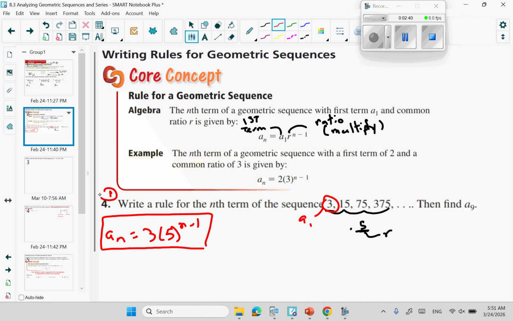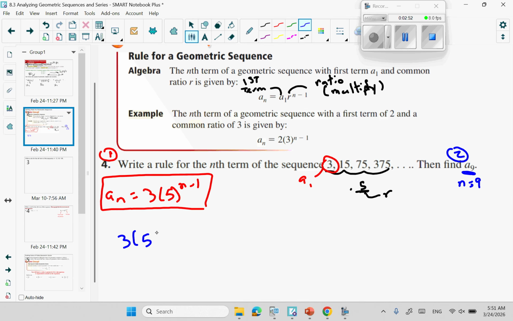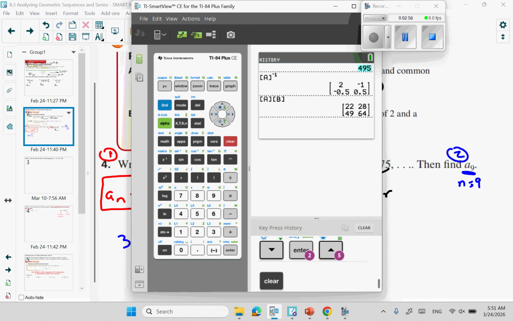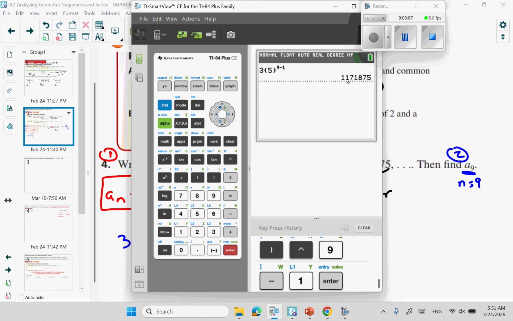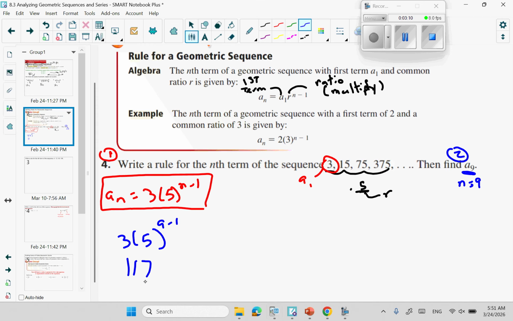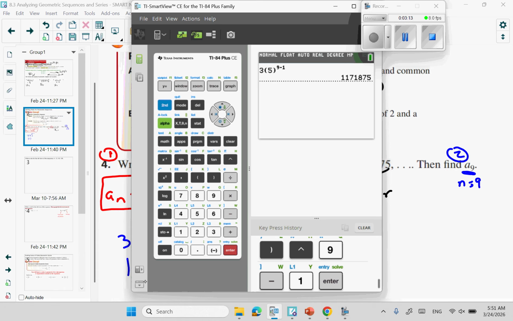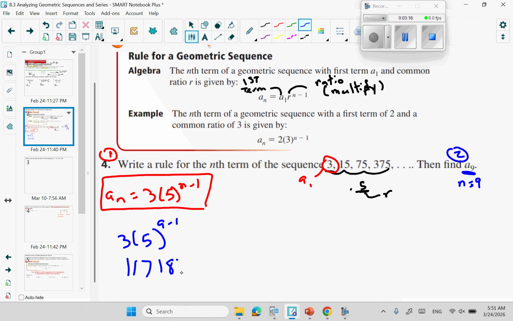So it says write a rule, that'd be part 1, which we did. Now part 2 says find a sub 9. So I'm just going to plug in 9 for n right in here. So I'm going to get 3 times 5 to the 9 minus 1. We get 1,171,875.